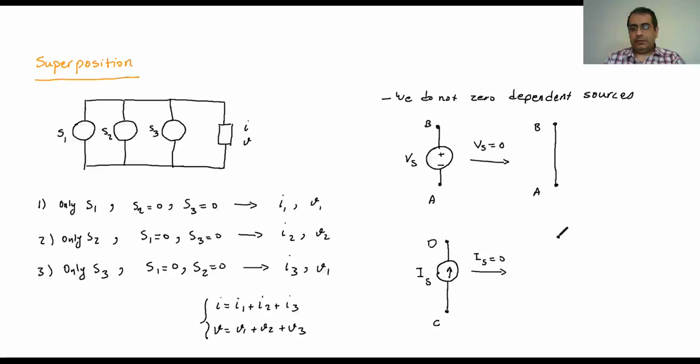So basically, we replace that with an open wire, something like that. It's going to be C and D, and this means there's nothing going there. So to zero the voltage sources, just replace them with a single wire. To zero the current sources, just replace them with an open wire. And that's how we zero the sources.